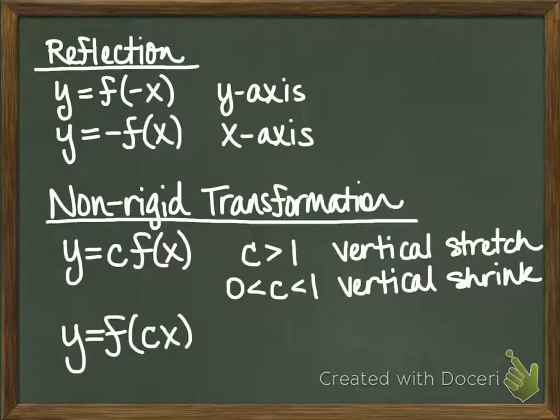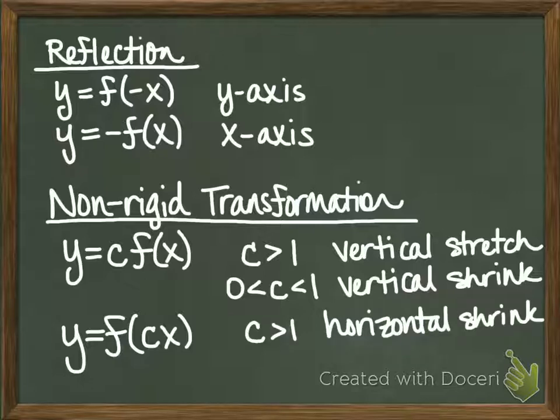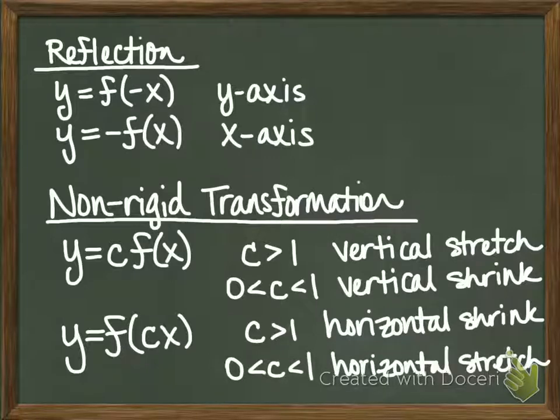Another non-rigid transformation is when the number is multiplied inside the parentheses with the x. This is a horizontal stretch and shrink. When that number is greater than 1, that's a horizontal shrink. So it's like you're taking the left and right and you're squashing those together. So it's going to shrink horizontally. When that number is between 0 and 1, or a fraction, that's a horizontal stretch. So you're pulling the left and the right out further. So vertical and horizontal rigid or non-rigid transformations are harder to tell looking at the graph. That's why you need to look at the function.